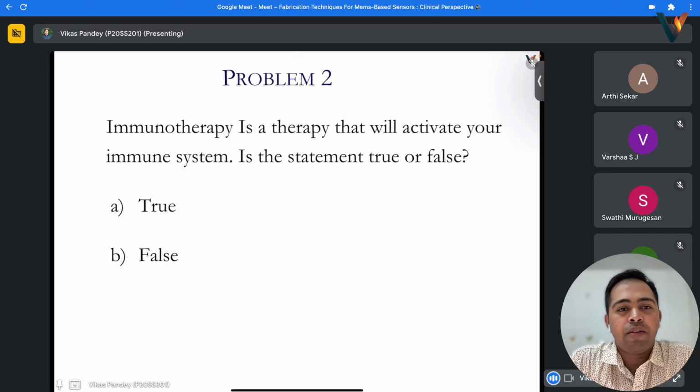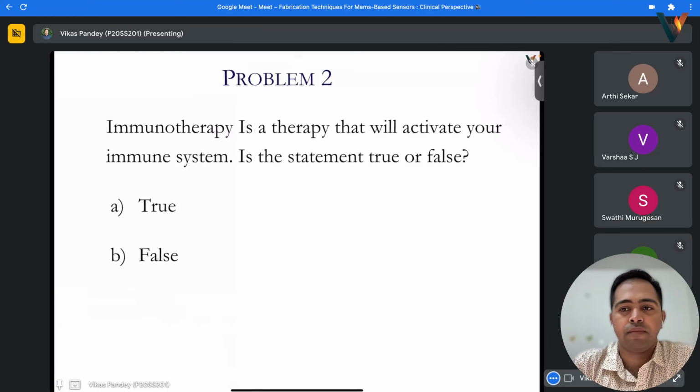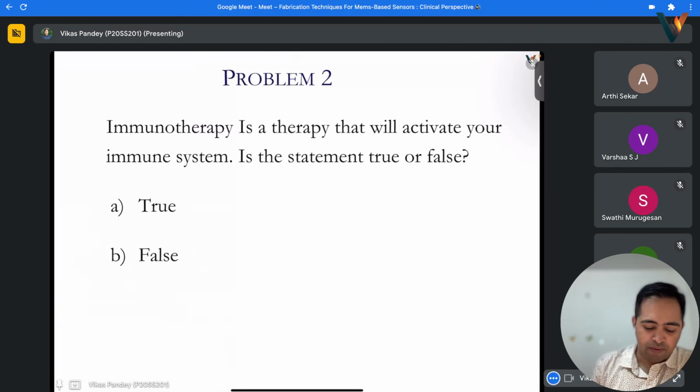This is a statement. You have to tell whether it's true or false. Immunotherapy is a therapy that will activate your immune system. Is the statement true or false? Yeah, please. True. Okay. Why? Do you have an idea what immunotherapy is?